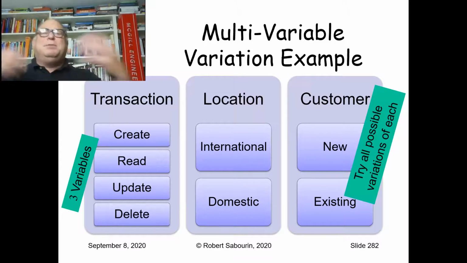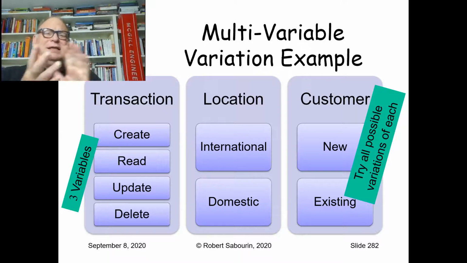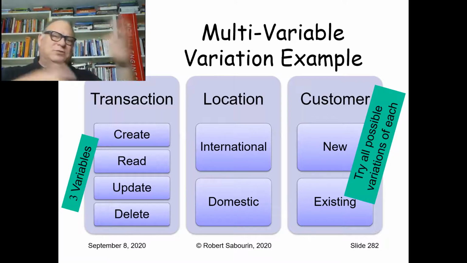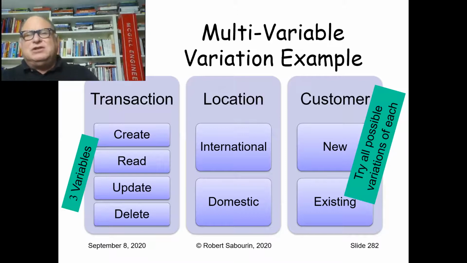What if you want multiple variable variations? Imagine you have multiple variables you're going to be manipulating. Let's say we have 3 variables: transaction type, the location, and the customer. The transaction is create, read, update, delete. The location is domestic or international, and the customer is a new or existing customer.